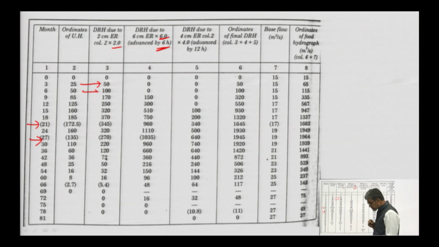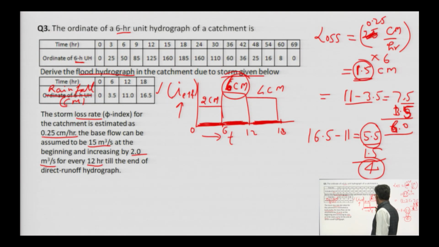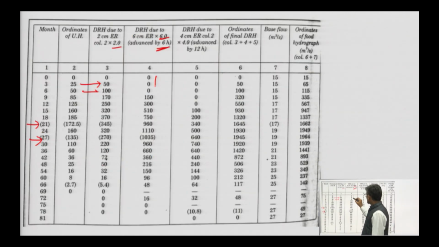Why? Because this is the first storm, this is the second, this is the third storm. The second storm is starting at time t equal to 6. So, at time t equal to 6, the ordinate will start for storm 2, after multiplying with 6. So, 0 multiplied by 6 is 0, 25 multiplied by 6 is 150, 50 multiplied by 6 is 300 and so on, right.